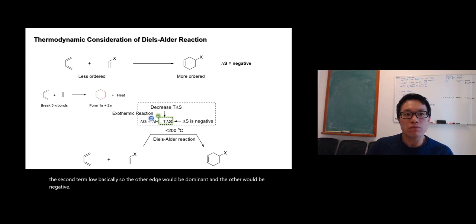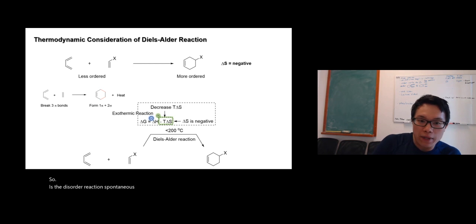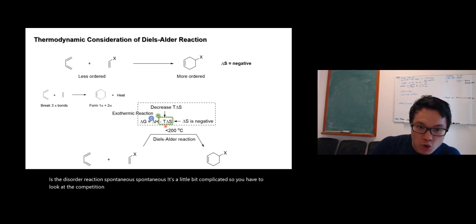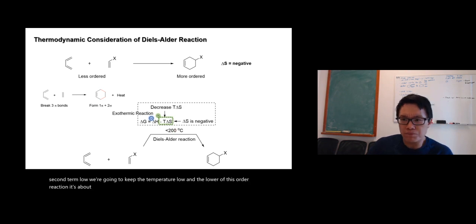So is the Diels-Alder reaction spontaneous? Well, it's a little bit complicated. You have to look at the competition between the enthalpy term and the entropy term. To make the second term low, we keep the temperature low, and low for this Diels-Alder reaction is about 200 degrees or lower.